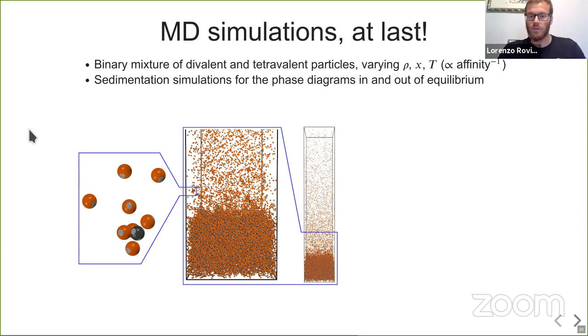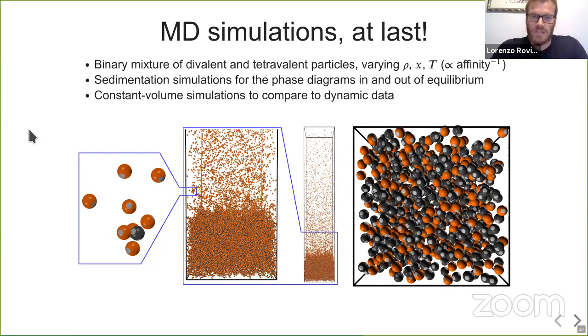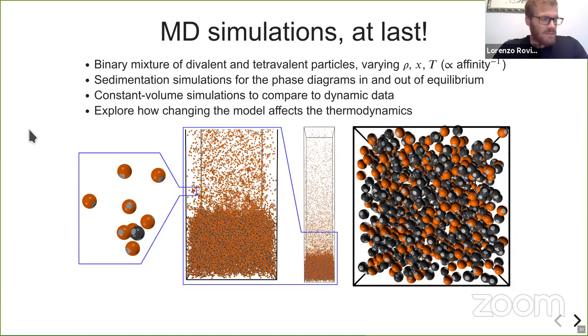In experiments, they don't do this. We do this because in this way, I'll show you later, we can easily get the phase diagram, the phase behavior of the system. And we also do some regular constant volume simulations to compare to the dynamical data measured in experiments. And if I have time, I'll show you a few things we can do to go beyond what has been done in experiments.